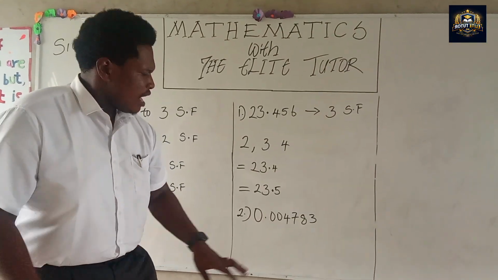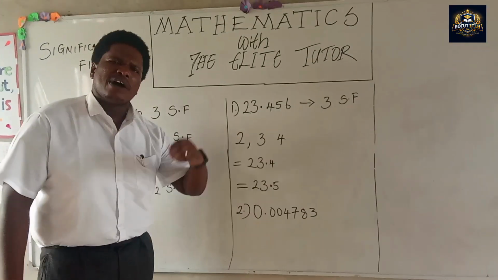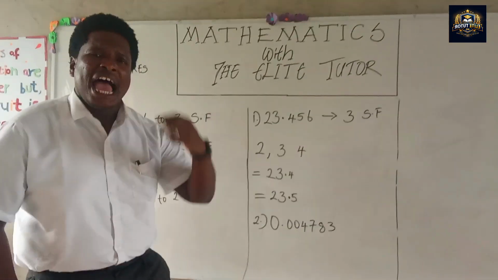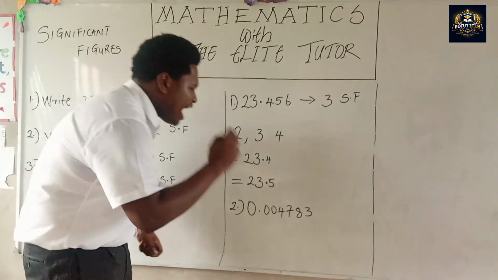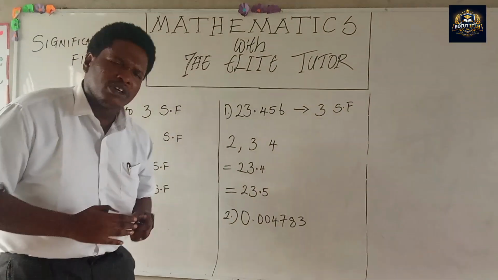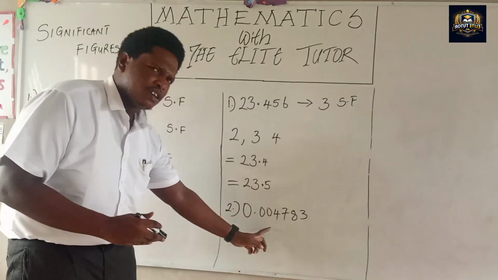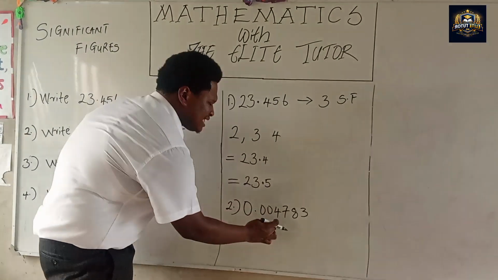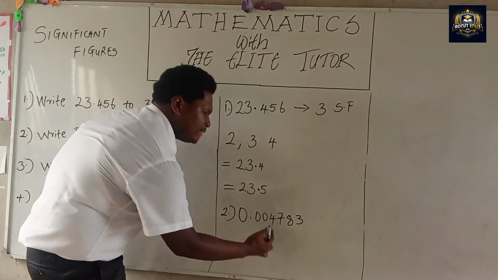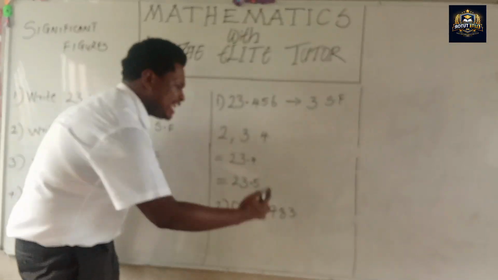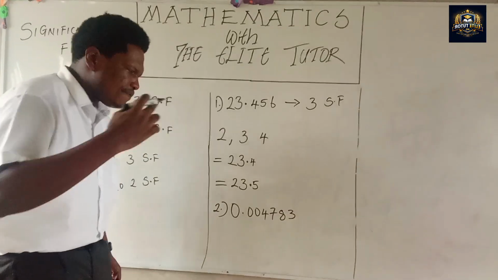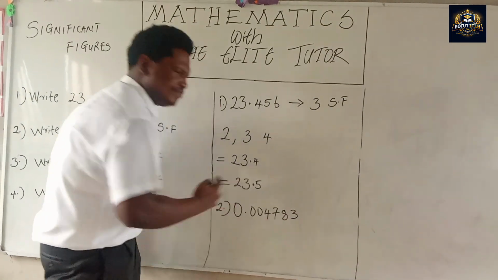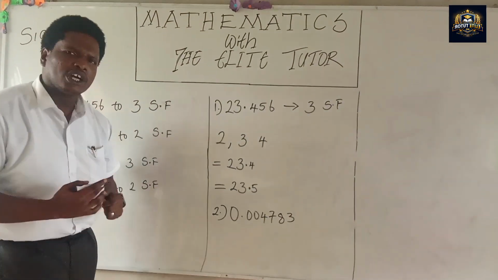Follow closely. In this kind of scenario, our first significant figure will be our first non-zero digit. And our first non-zero digit is 4. So making that our first significant figure here is 4, our second significant figure here is 7, our third significant figure here is 8, and our fourth significant figure here is 3. Hope you are following closely.